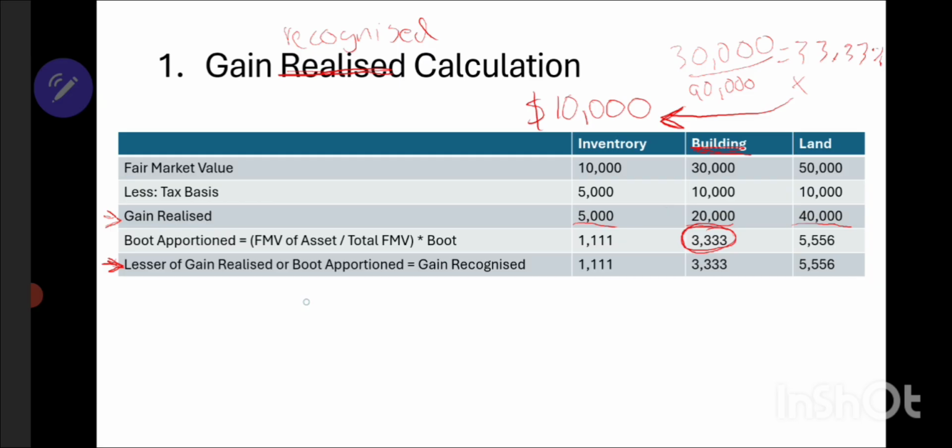Now, to realize how much gain we've recognized, that was a weird way of putting that, but bear with me. When we figure out how much gain we've recognized, we take the lesser of these two amounts. We either take the gain realized or the boot apportioned. So you can see that for all of these, the boot apportioned was the lesser. That's all.